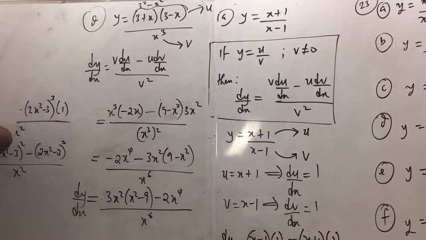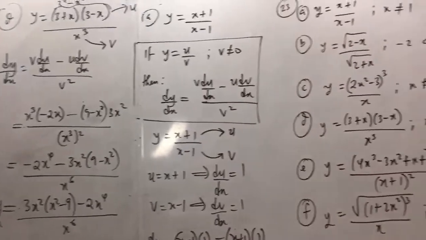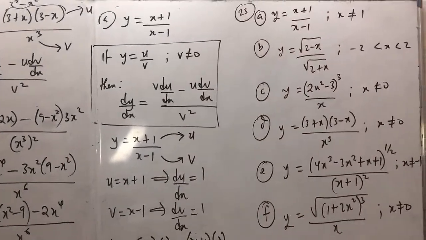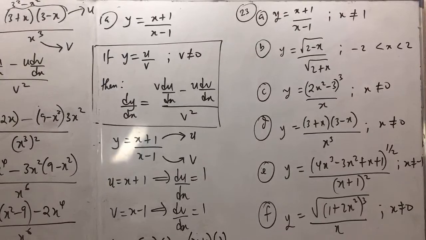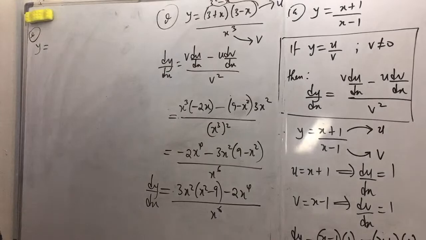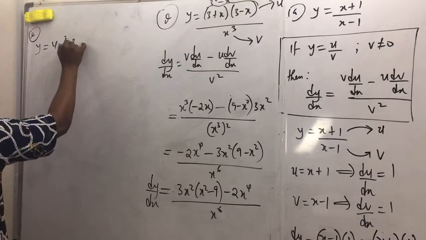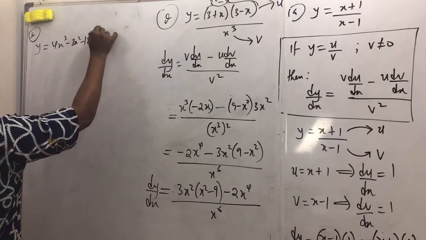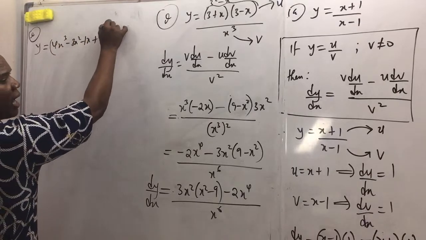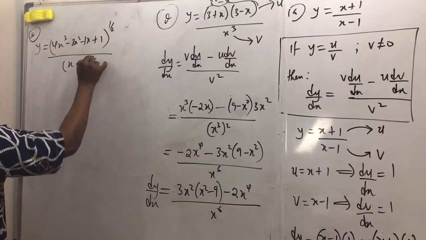Let's now go quickly to the next question. The next question is E. Question E. For question E, that is 23E, we are asked to differentiate 4x cubed minus 3x squared plus x plus 1 all raised to the power of half all over x plus 1 all squared.